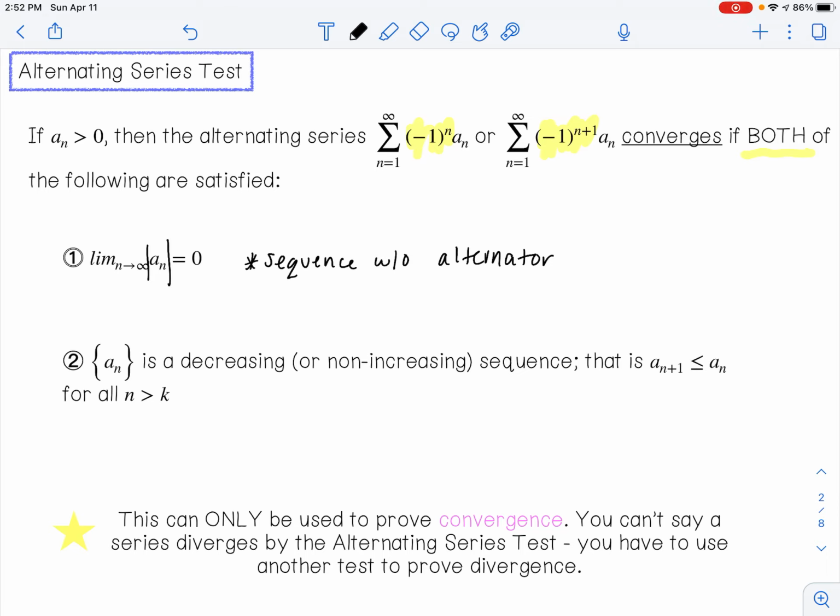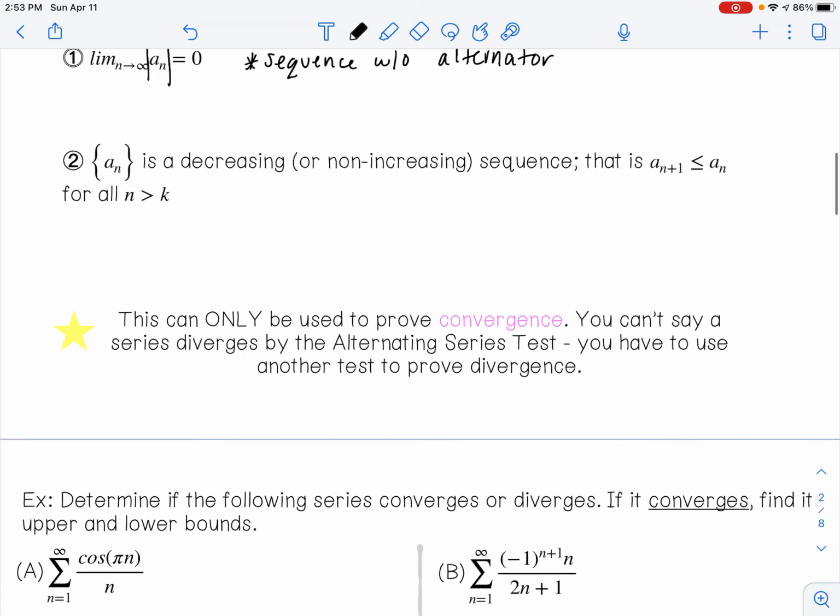Something super important to take note of is that the alternating series test can only be used for convergence. You cannot say the series diverges by the alternating series test. If you say that, the problem is automatically wrong across the board. But the cool thing about alternating series is that if you use the alternating series test and find that it doesn't converge, and you're fairly certain it diverges, you can usually just say that it diverges by the nth term test. So those are really the two options there.